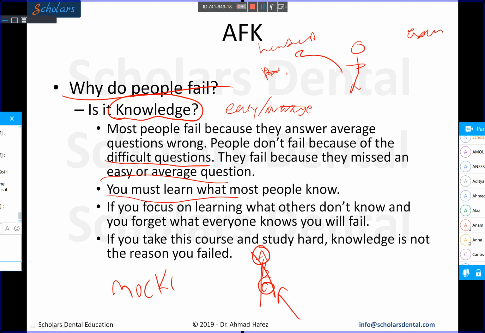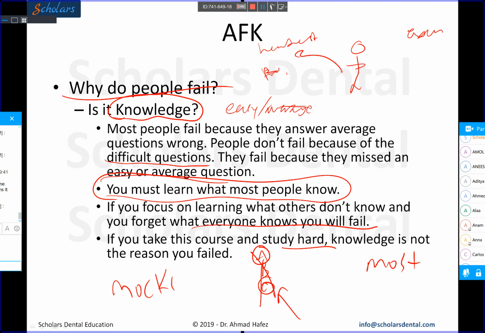So that's why it's important to focus on what others know. That's why if you're not taking the course, I tell people to focus on the decks. Why? Because most people are studying the decks. So you want to know what most people know. If you focus on what people don't know, and then you leave or forget the things that everyone knows, you'll start to go into the failing area, because it's a competition. It's not about how well you can answer the difficult questions. It's about making sure you answer all the average and easy questions correctly.